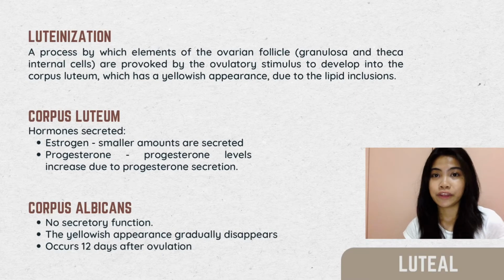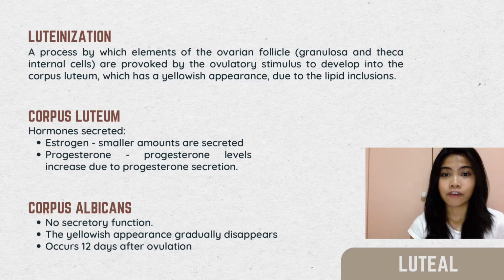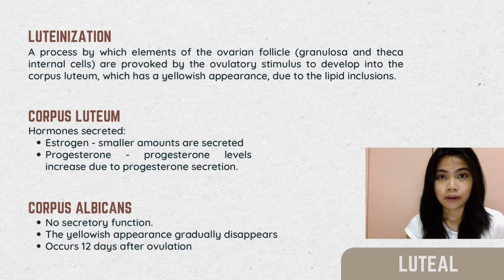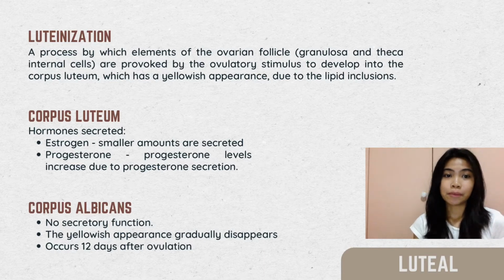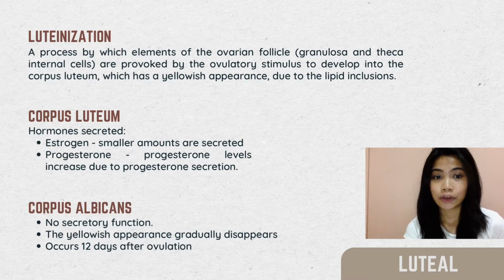So next, the luteal phase, which is considered as the second half of your menstrual cycle. So it starts after ovulation and ends with the first day of our period. So ayan, luteinization, a process by which elements of the ovarian follicle, granulosa, and theca interna cells are provoked by the ovulatory stimulus to develop into the corpus luteum, which has a yellow appearance due to lipid inclusions.